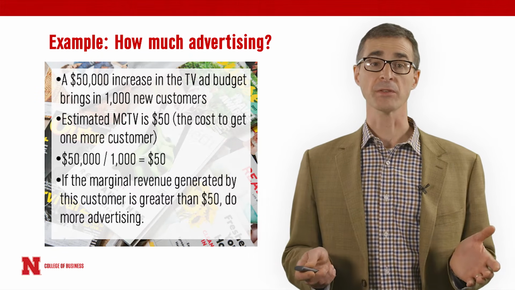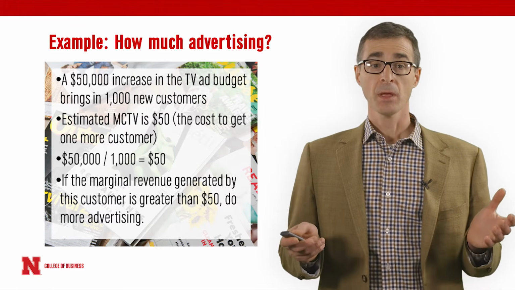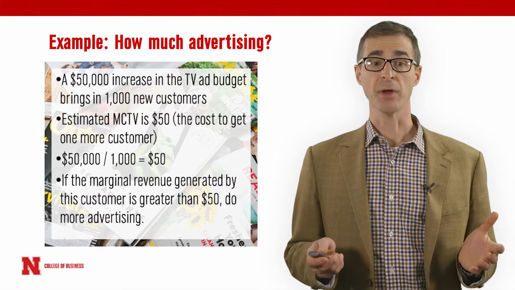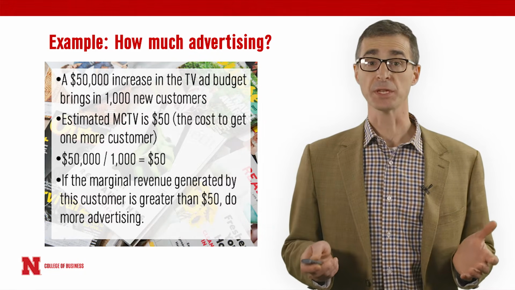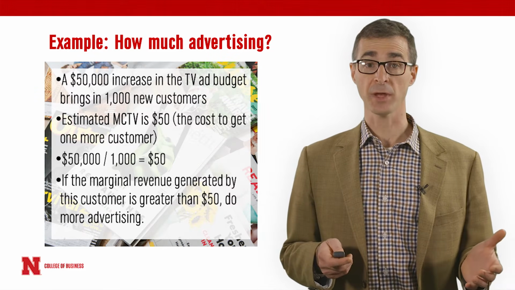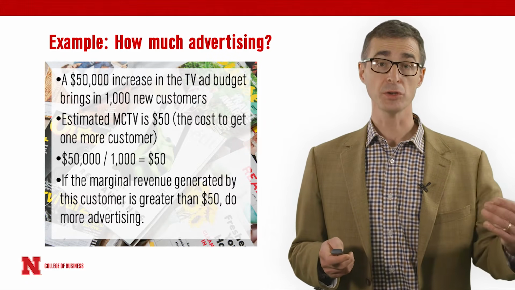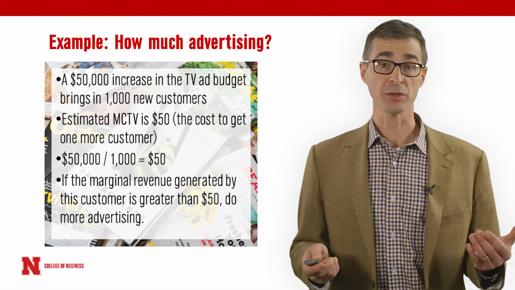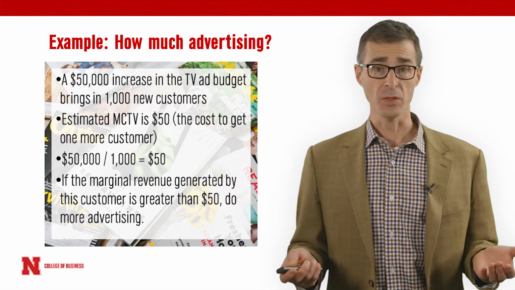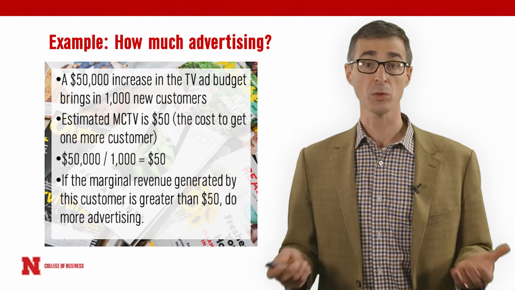Let's consider the following example. How much advertising should a particular firm engage in? A particular increase in spending, a $50,000 increase in television ad budget, brought in 1,000 additional customers. The estimated marginal cost for the television advertising is therefore $50. On average, it cost $50 per new customer, and with a $50,000 expenditure, 1,000 new customers were obtained. This marginal cost is simply equal in this case to the total expenditures divided by the total number of units obtained.